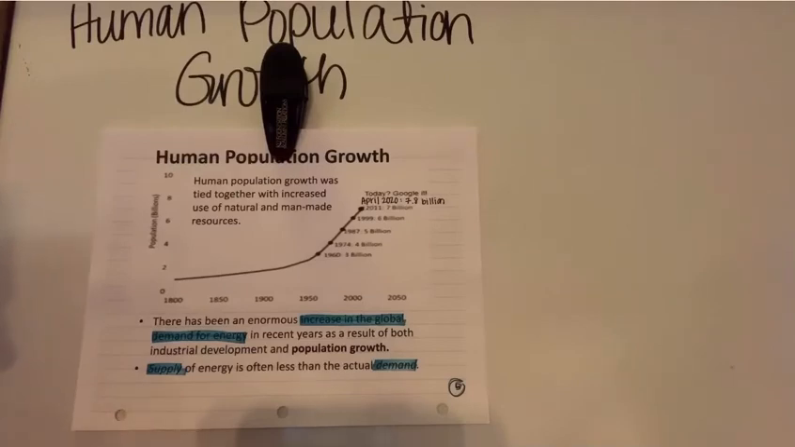There has been an enormous increase in the global demand for energy. Obviously, if you've got a larger population, you're going to need more energy to provide for all of those people. In recent years, it was a result of both industrial development and population growth. When you have a growing population, and because of the Industrial Revolution you have the means to make things work and more technology available, it's going to result in a higher demand for energy. As we'll see, the supply of energy is often less than the actual demand.